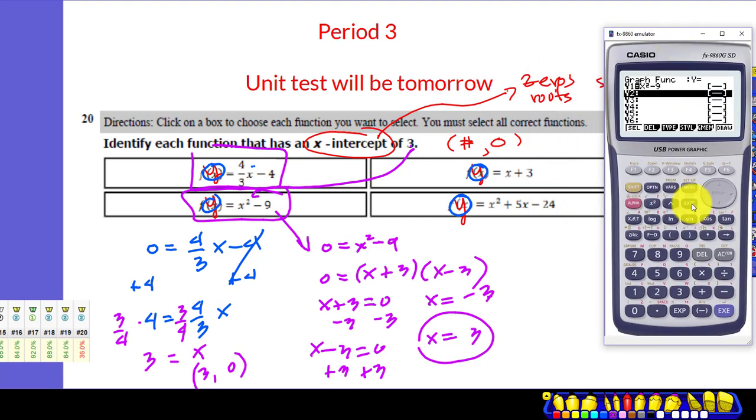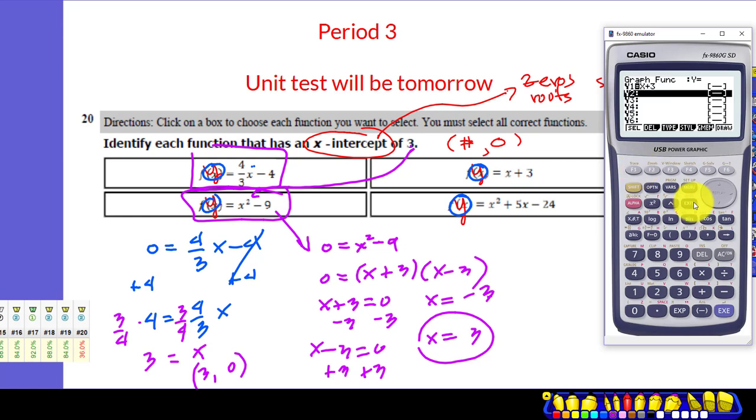Go back, exit, type it over, x plus 3, exe, draw. So gsolve again, shift, gsolve, root, it gave me x negative 3. I'm looking for a solution of 3, so this one is not the correct function. Let's try the other one.